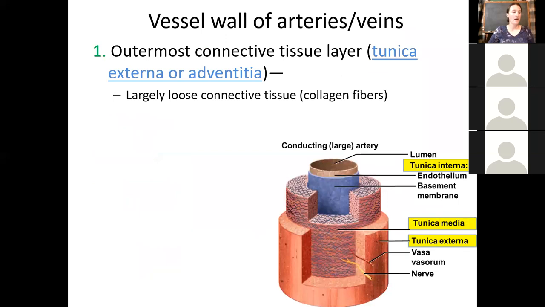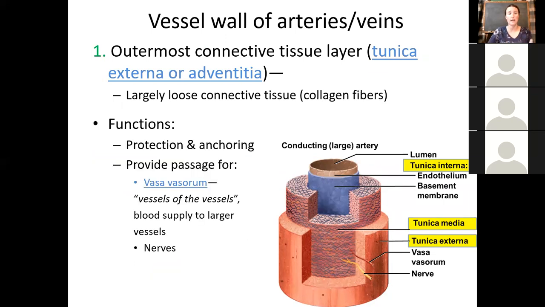All right, so let's talk a little bit more about these layers. The outermost connective tissue layer, the tunica externa, is largely loose connective tissue, again, just kind of securing these vessels to their surrounding tissues, protecting them as well. In certain vessels, the tunica media, so the smooth muscle layer, is so thick that it has its own blood supply and its own nerves.